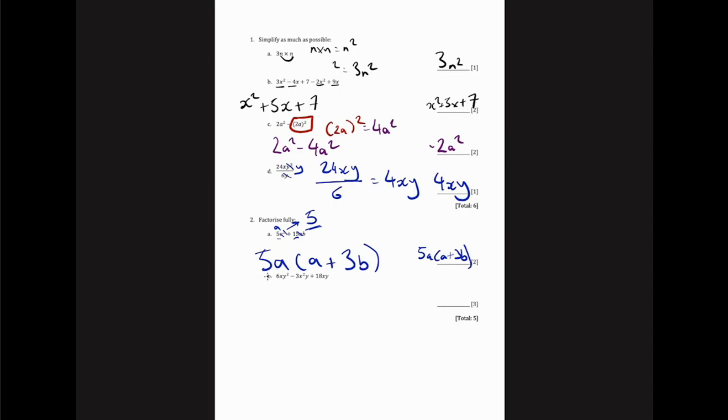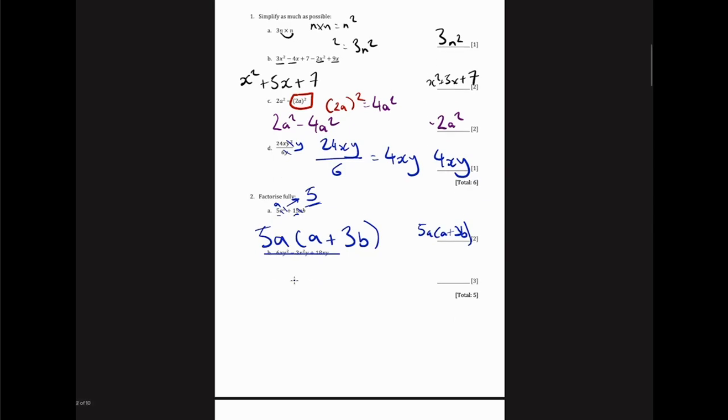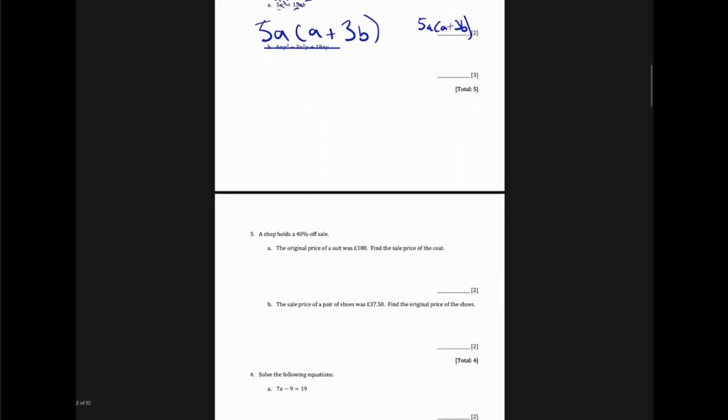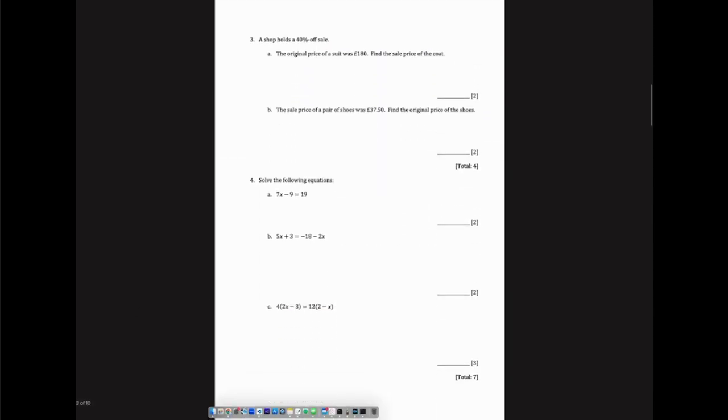We'll skip this question since we have not covered that in the Math 4 course yet. And we'll move to this one. So percentages. This will be our last question of the year. A shop holds 40% off sale. The original price is 180. Find the sale price of the coat.